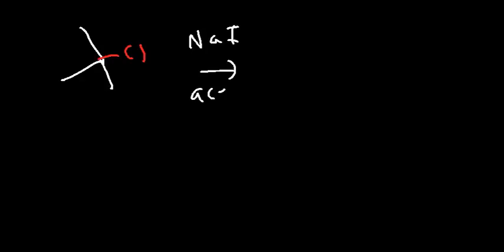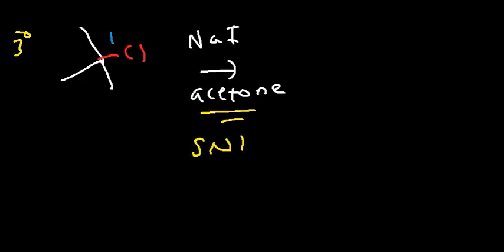Okay, so now let's say if you have a tertiary substrate or a tertiary alkyl halide, and let's say if you decide to add sodium iodide with acetone, what's going to happen? Well, because it's tertiary, it's not going to give us an SN2 reaction, even though we have a polar aprotic solvent. So therefore, it has to be SN1. So let's go ahead and jump right into the mechanism. The first thing that's going to happen is the leaving group is going to leave. That's step number one.